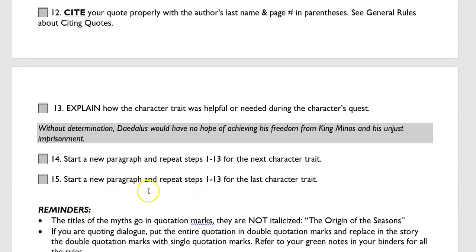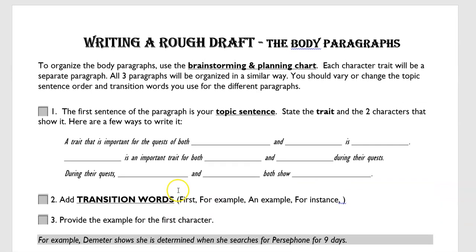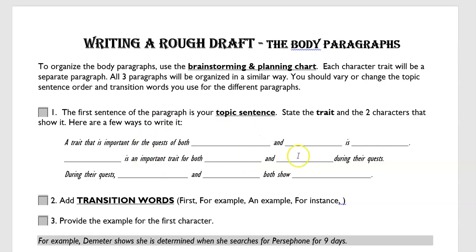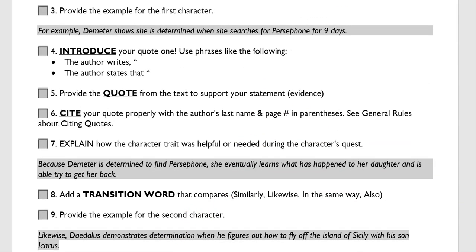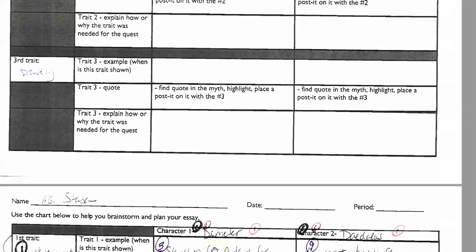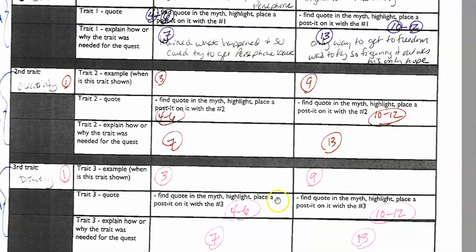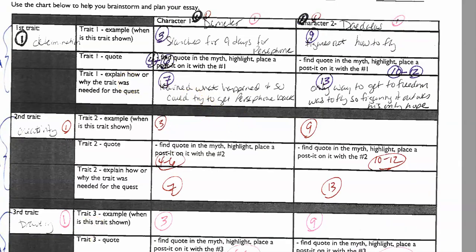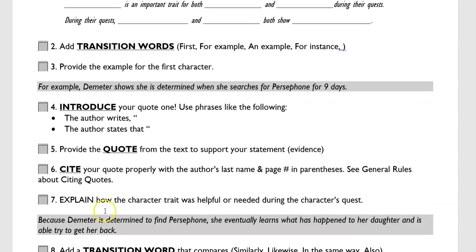And then I'm going to start a new paragraph and do the same thing for the last character trait, which was bravery. Okay, starting with a topic sentence for bravery. So what I did to sort of help you is you are free to number your brainstorming chart the same way I numbered it here. So I matched each box up to a number on the checklist. Step 1, step 2, step 3, step 4, step 5.